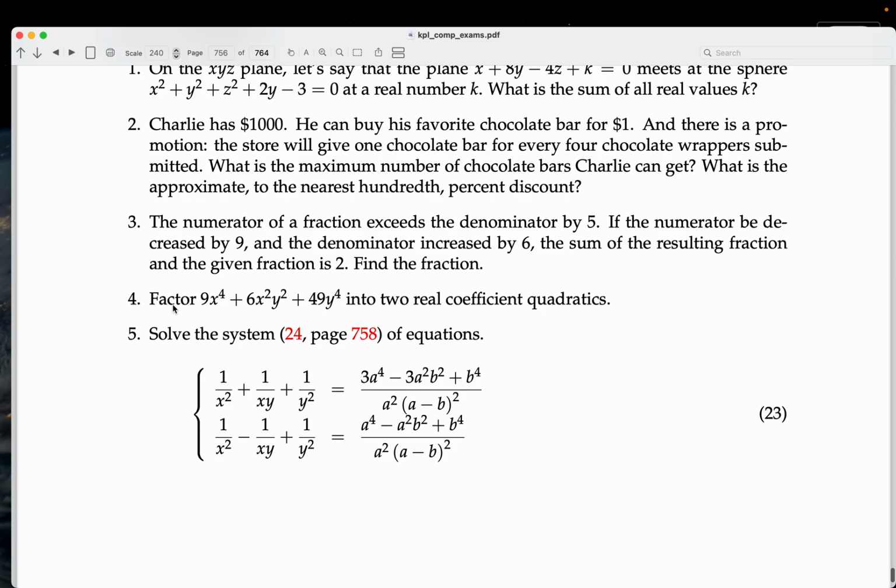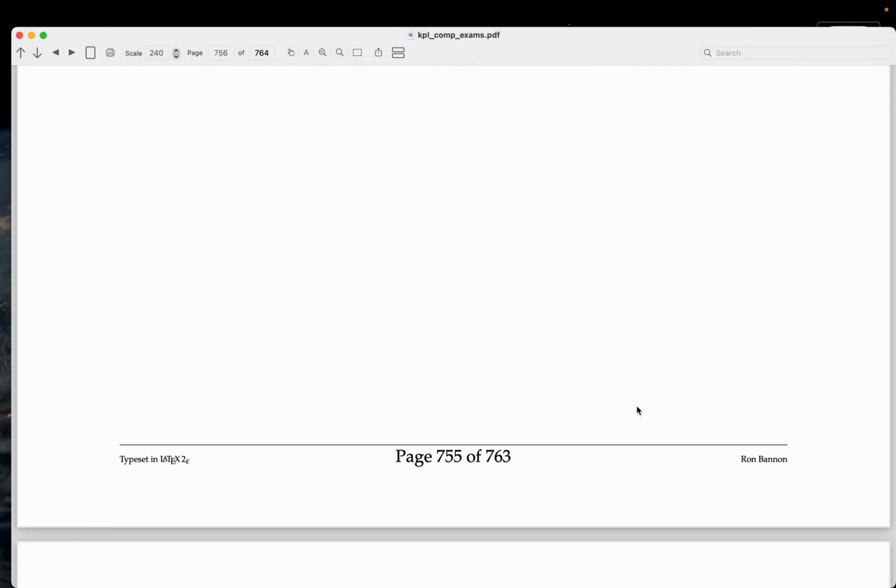Number four, I would say for the most part, would cause most students, at least in the United States, a great deal of problem being able to factor that. They might come to a conclusion, oh, it's not factorable. However, what do they say? Factor into two real coefficient quadratics. I think you can figure it out. Number five's a little more vexing. I'll tell you why. There's parameters over here, which makes it really tough to manipulate. At least for me, it does.